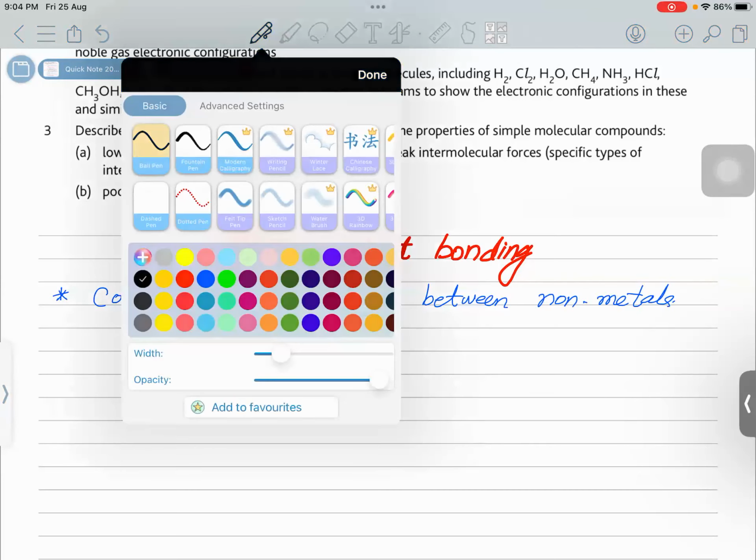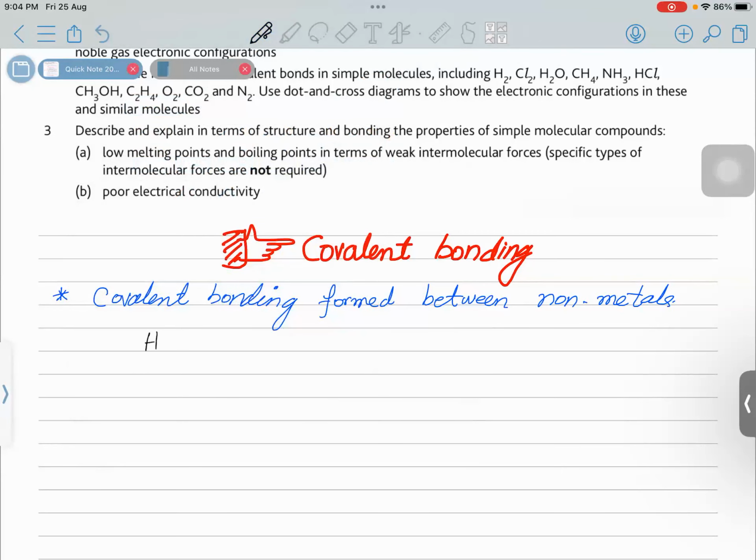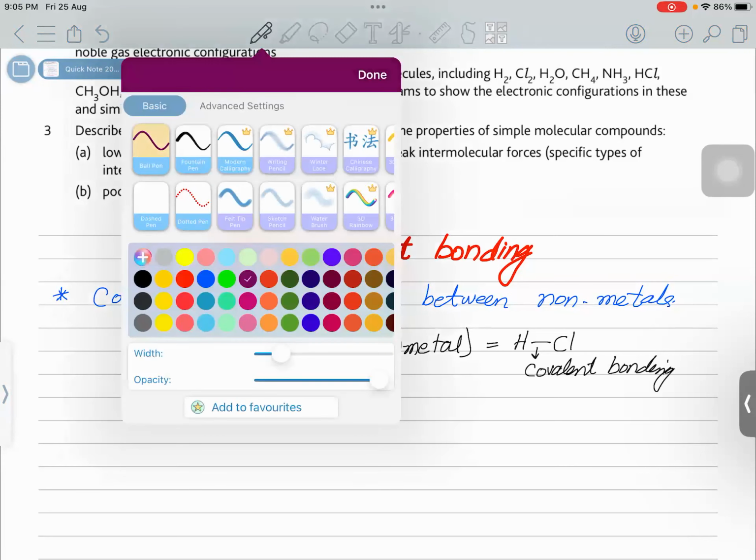For example, hydrogen, a non-metal, plus chlorine, a non-metal, HCl is formed. So this is covalent bonding. So covalent bonding occurs between two non-metals. Are you getting my point?